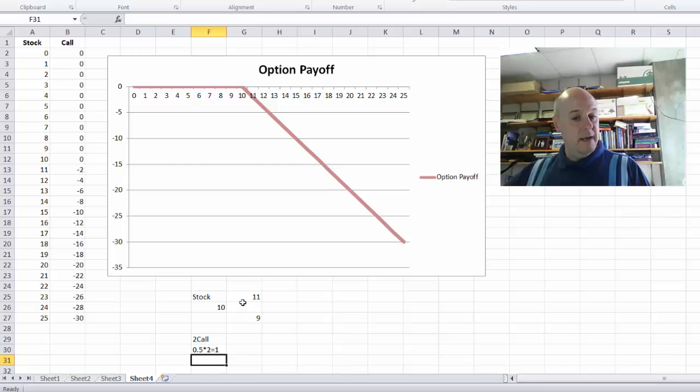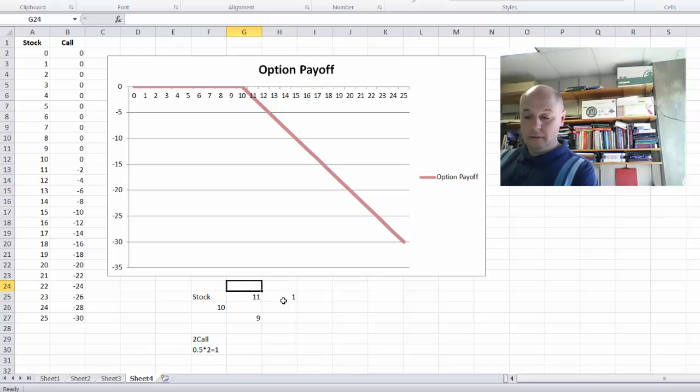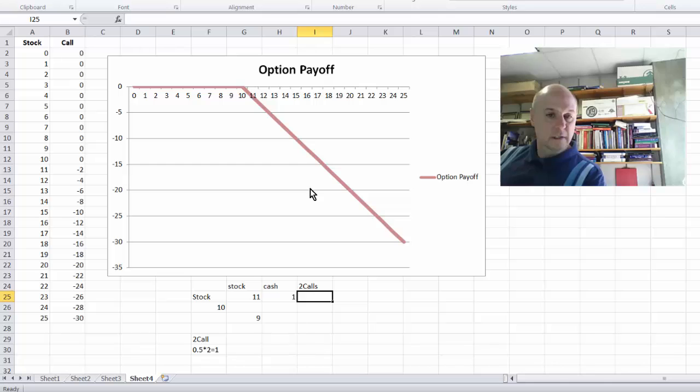Now, if the stock goes up to $11, well, I have the stock, it's worth $11. I still have the $1 cash. So that's my stock, that's my cash. And what are those 2 calls? Well, if it goes up to $11, each one of those calls I lose $1 on. So the total sum here, 11 plus the $1 minus the 2 calls that I sold, still sums to $10.